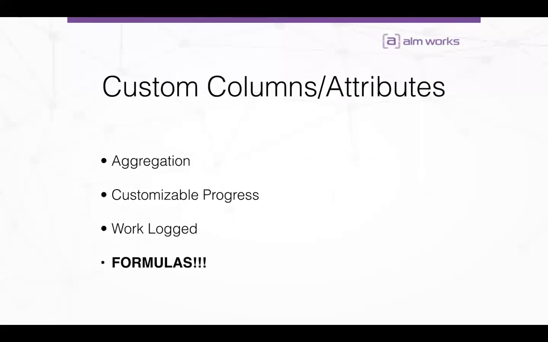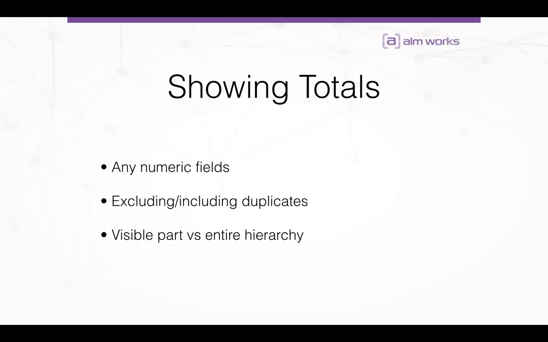So now let's talk about the columns that we have, structure attributes. There are several types that we introduce. Well, first of all, as I mentioned, you can just show custom fields from Jira, but then you can do all kinds of actions with them. So first thing is aggregation. You can calculate totals for numeric fields. We have customizable progress. We have work logged column, and then we have formulas, which is the most powerful of them all. So let's take a slightly closer look at all of them.